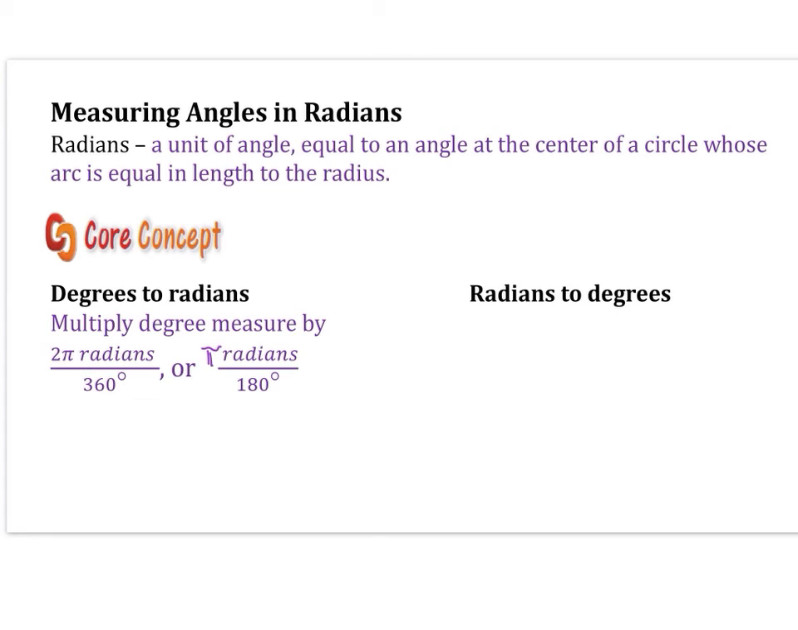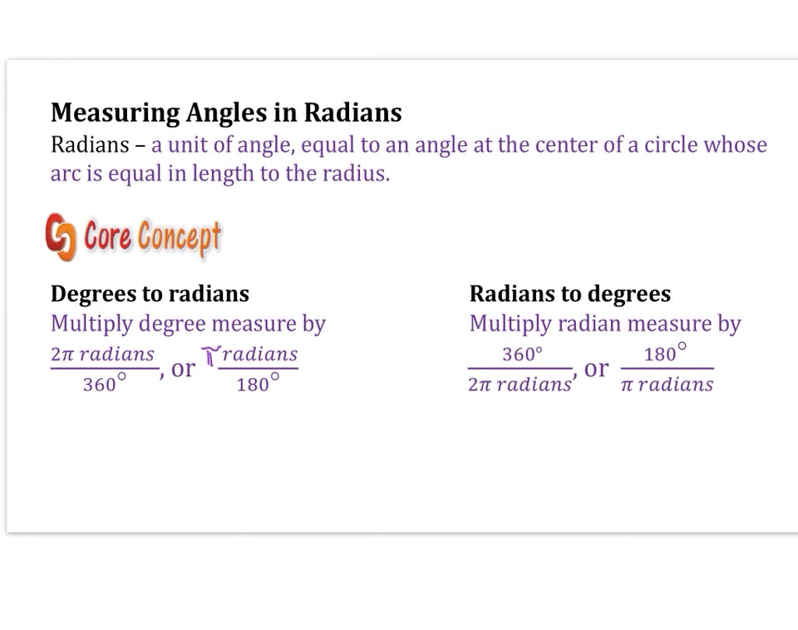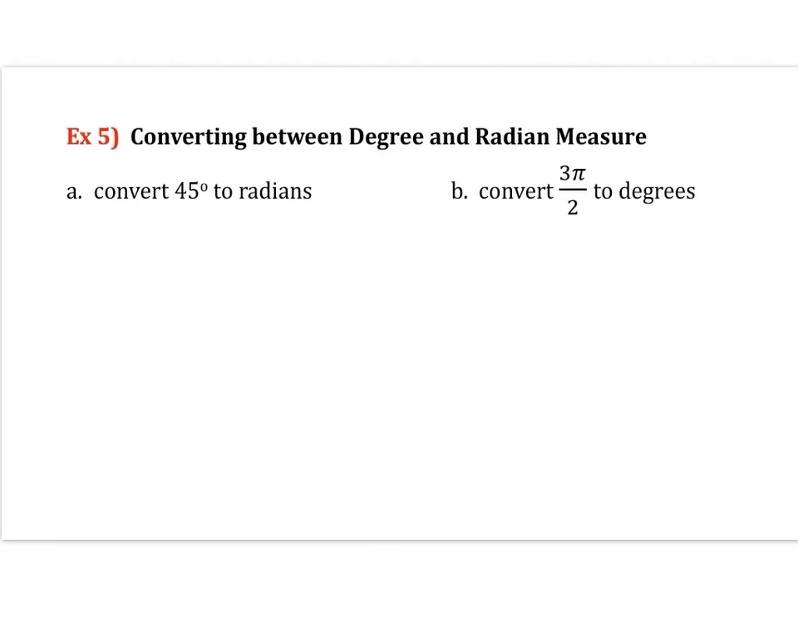And then for radians to degrees, you flip those fractions. You multiply the radian measure that you want to convert by either 360 divided by 2 pi radians or 180 degrees divided by pi radians. All right, so let's take a look at 2 examples to practice converting from radians to degrees and vice versa.